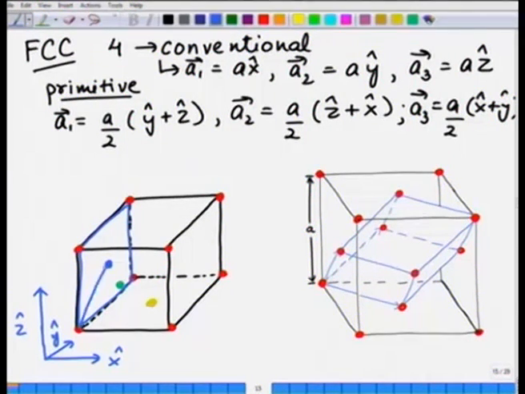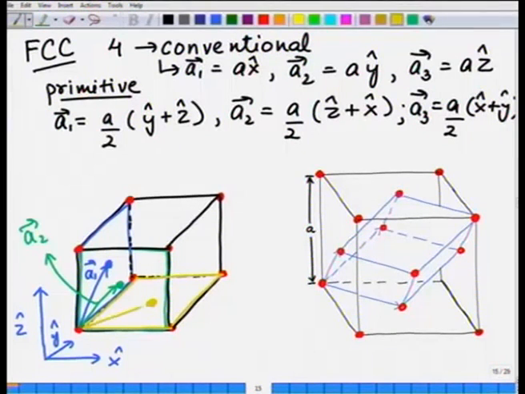Now the A2 vector is in the Z and X plane. That is the one which will be given by the green point. So let me draw the green one. If I consider this front plane, then I can construct this vector. This is the face center point on this plane. This is the A2 vector. And similarly, if I take the bottom plane, A3 is in the XY plane, so it is on the yellow plane. If I take this bottom plane and the face center point is right here, then this is A3.